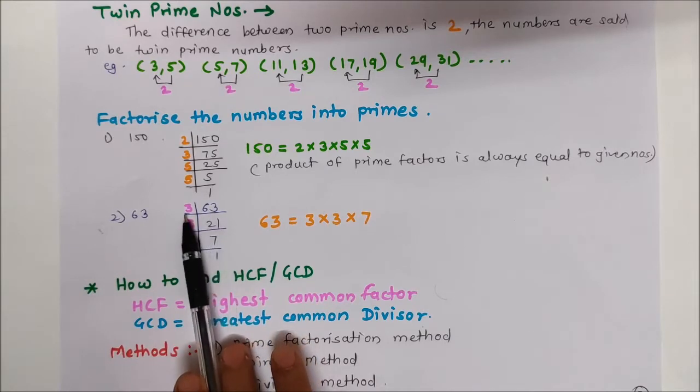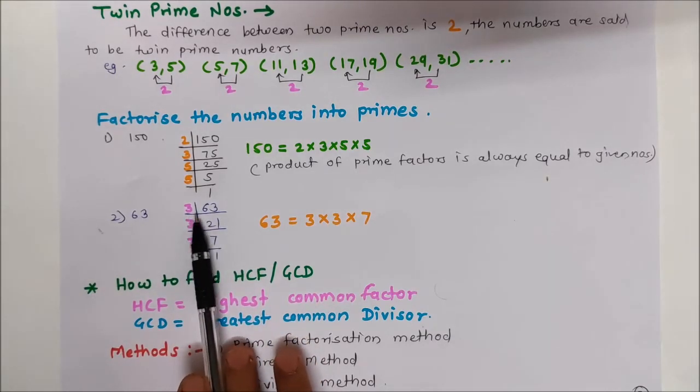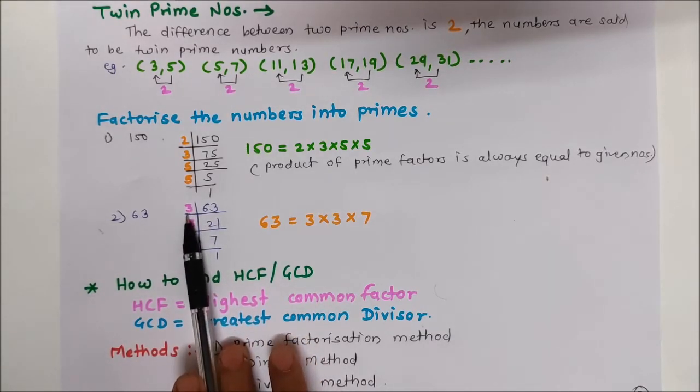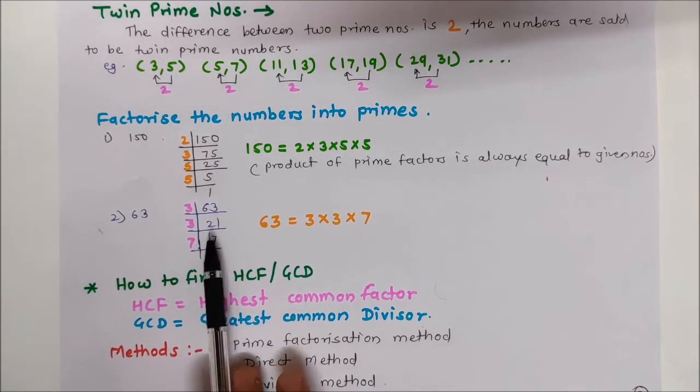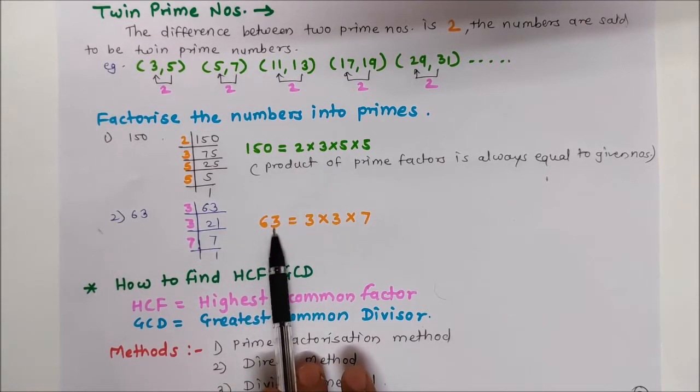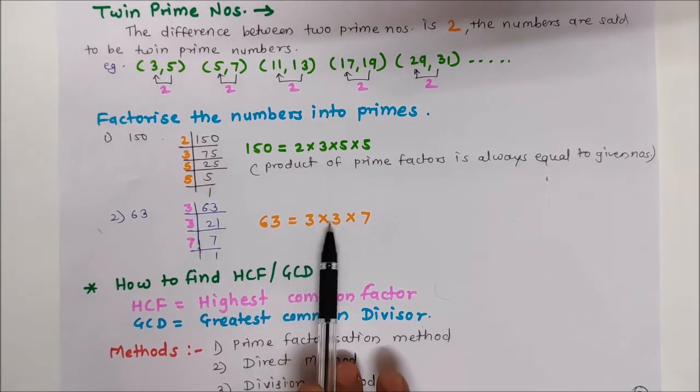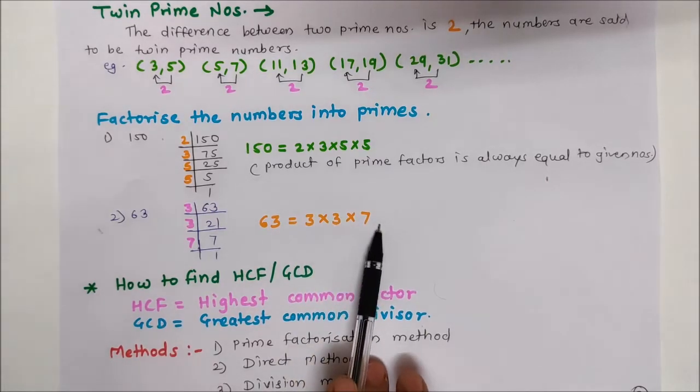That's why 9 is divisible by 3. So first we have to take 3 here. 3 2s are 6, 3 1s are 3. Again 3 7s are 21, 7 1s are 7. So the prime factors of 63 is equal to 3 into 3 into 7.